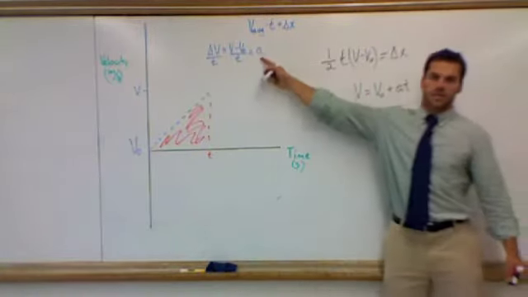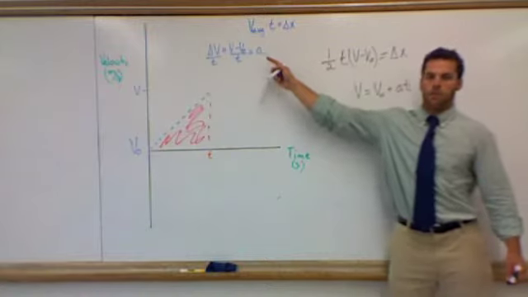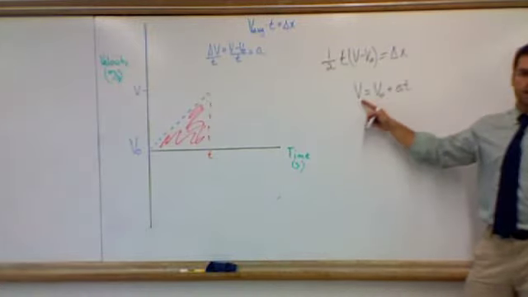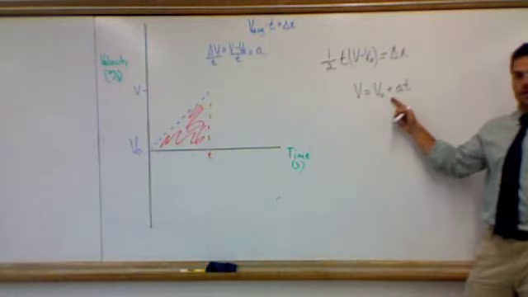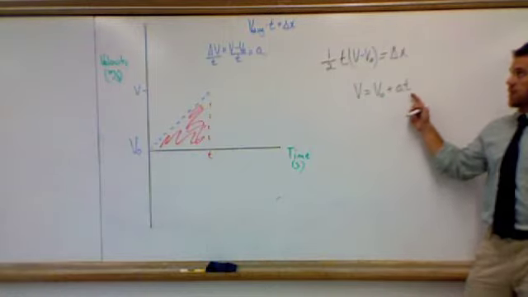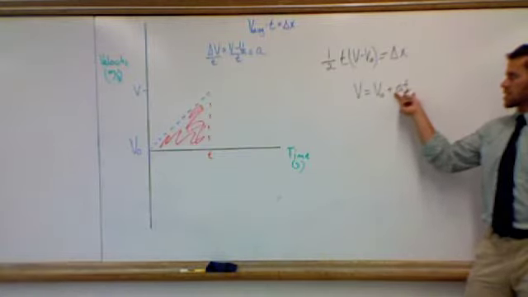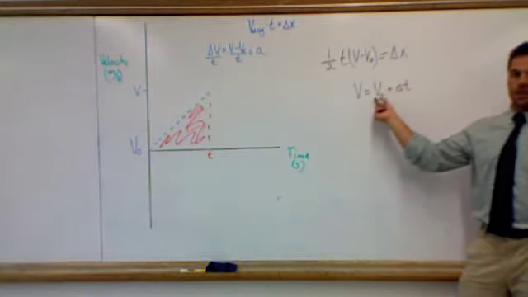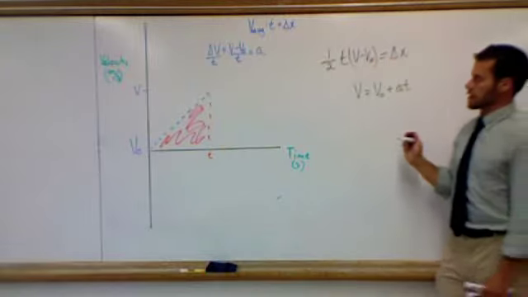By rearranging this from our slope, we can say that our final velocity is equal to our initial velocity plus our acceleration multiplied by time. So acceleration is how much the velocity changed, and this is our initial velocity. Let's substitute it back in here.